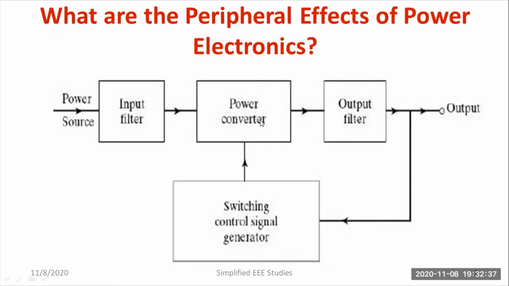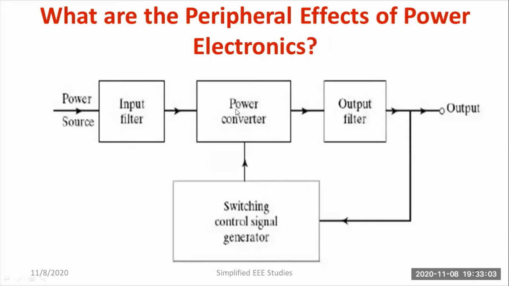The main function of the power converter is to control the power flow from source to load in such a way that we can satisfy the requirement of the load. For example, if it is a boost converter, we can boost up the voltage, for example, 12 volt to 24 volt. That means without changing the power, you can increase the voltage by reducing the current so that the power level remains constant. So you can satisfy the load requirement.